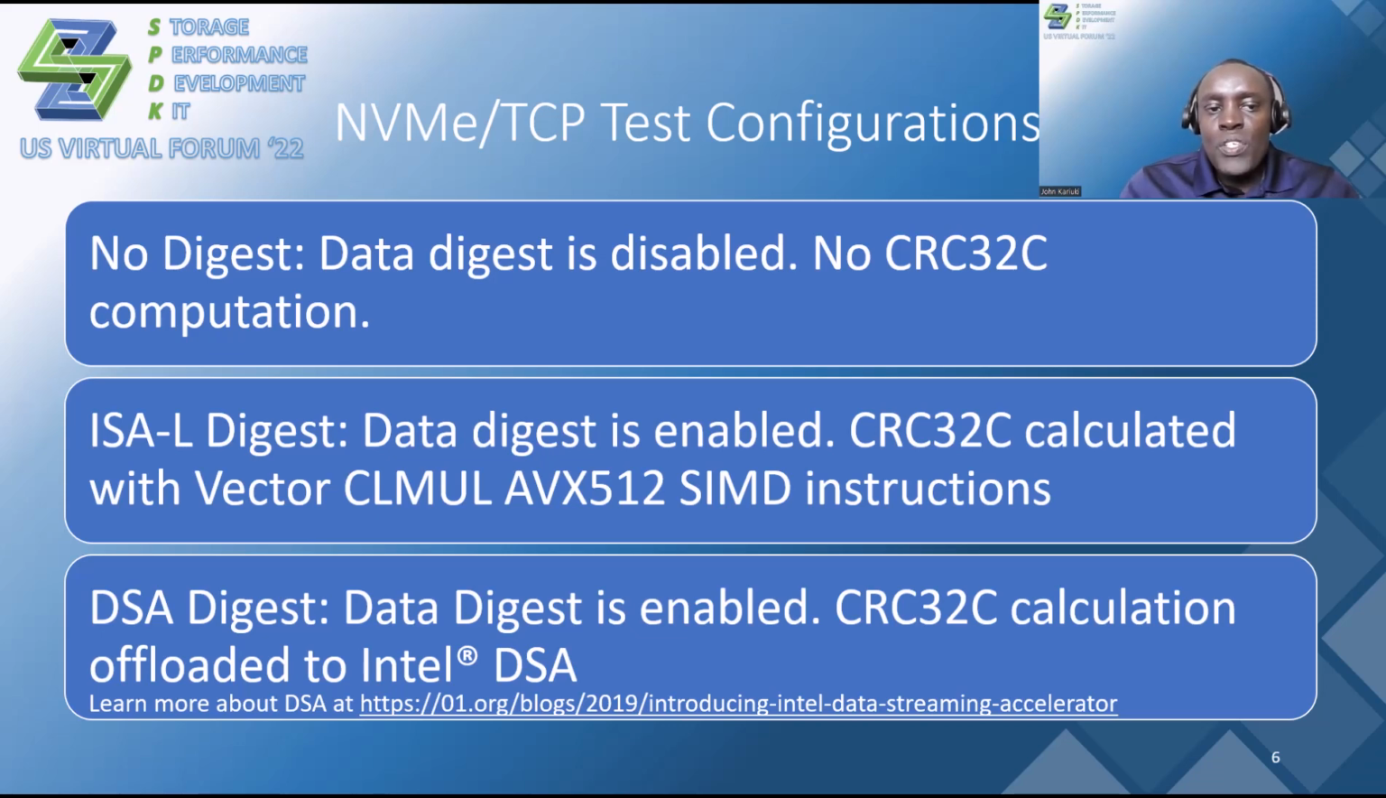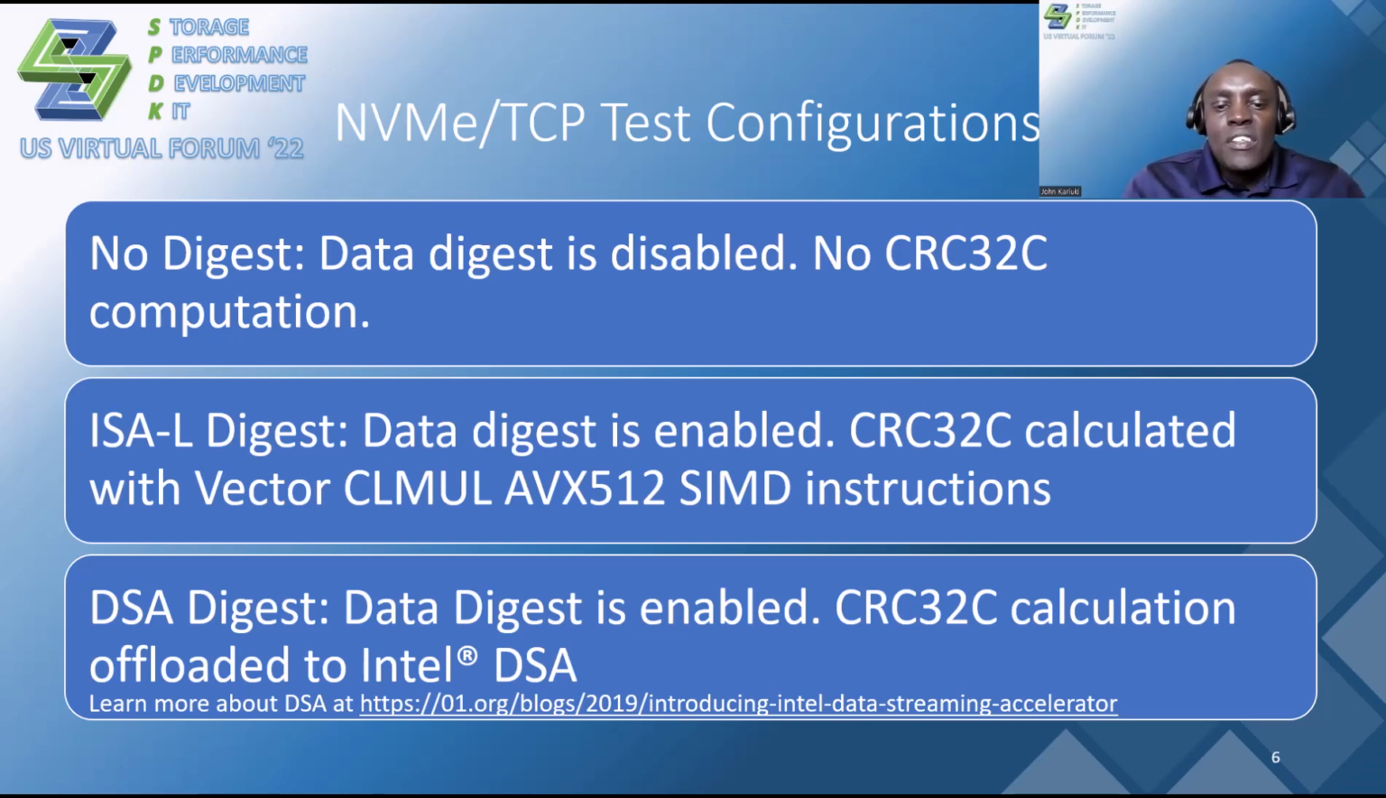So the way we approach this is we had 3 test configurations. In the first configuration, we just wanted to collect some baseline numbers, right? So we disabled DSA. There was no CRC32 computation being performed. And what this configuration does is it really just helped us understand the incremental overhead of calculating that data digest when we finally enabled it.